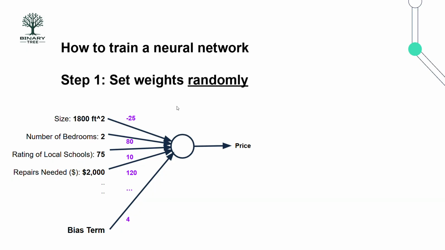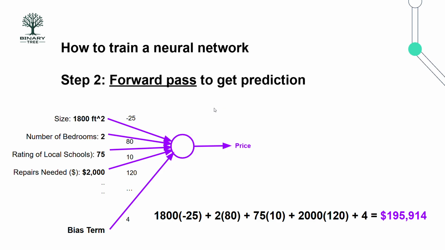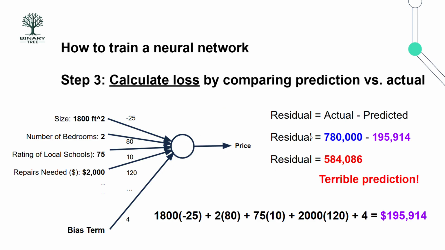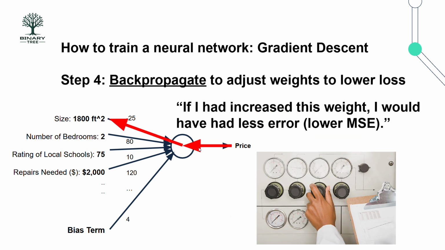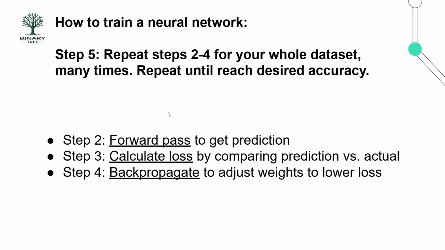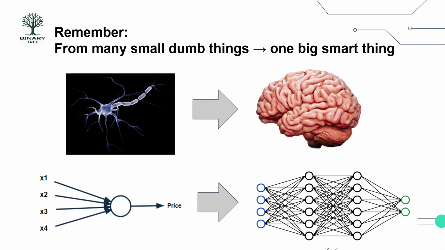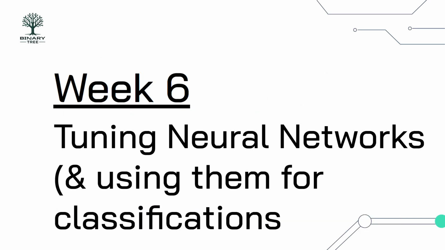Now, remembering neural networks: for training a neural network, we set the weights randomly and do a forward pass to get a prediction. If the prediction is bad, we calculate the loss, see that it's bad, and then backpropagate to adjust these weights to what we want them to be. And we can repeat this over and over again until we get a good accuracy. Remember, from many small dumb things, little neurons, we get one big smart thing.